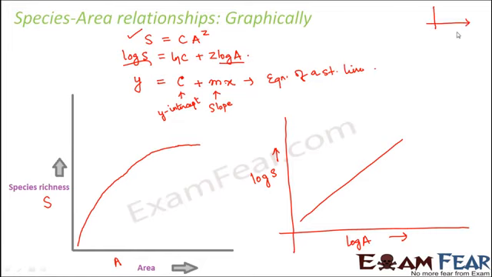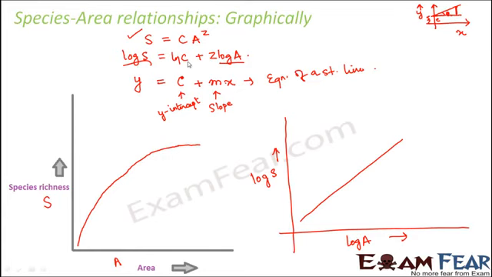If this is your x and this is your y coordinate, and you have a straight line like this, then this is the y-intercept. You see this line passes through the y-axis at this point. So this value is c, known as the value of the y-intercept. And what is the slope of the line? The slope of this line will be given by tan theta, which is nothing but this value divided by this value. So this is about the slope and the y-intercept.